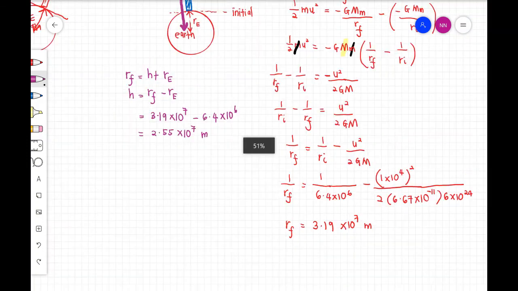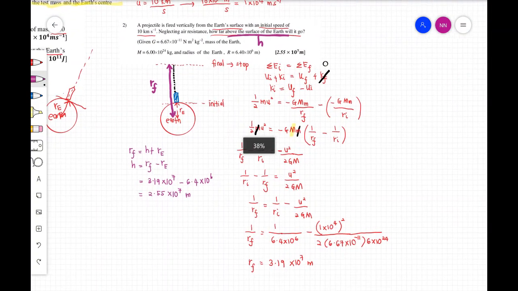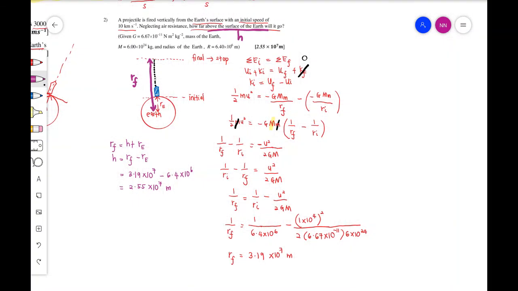Okay, so untuk ini kita boleh guna conservation of energy. Soalan number 2. Dia projektor ni dia belum escape daripada gravitational field. Kalau dia dah escape from gravitational field, UF 0, KF pun 0. So ini belum escape lagi. So UF ada nilai, KF sahaja yang 0, sebab sampai dia stop lah. So kinetic energy final dia 0.